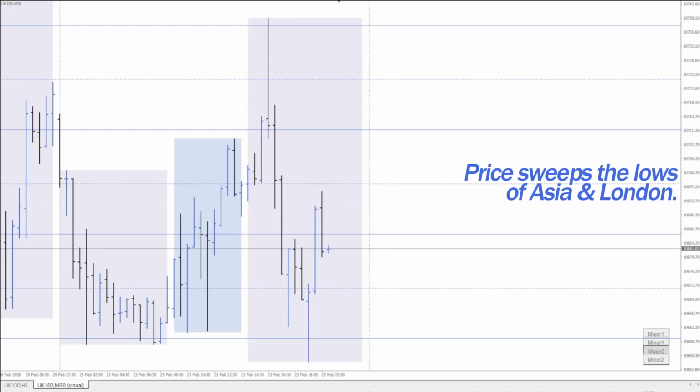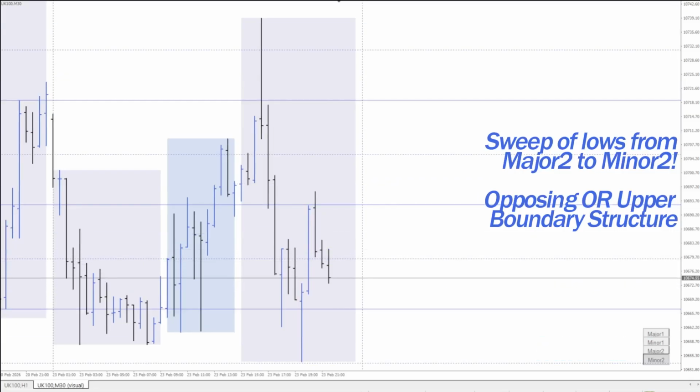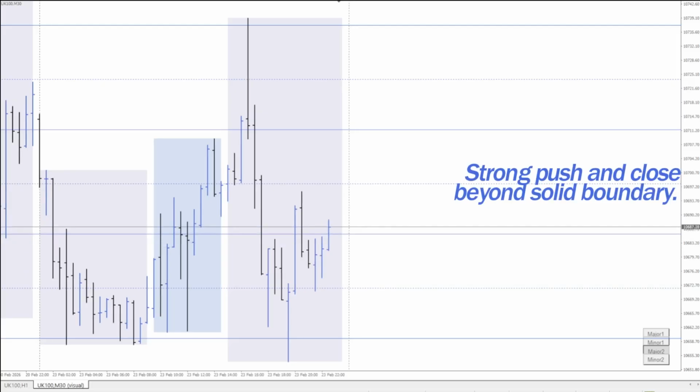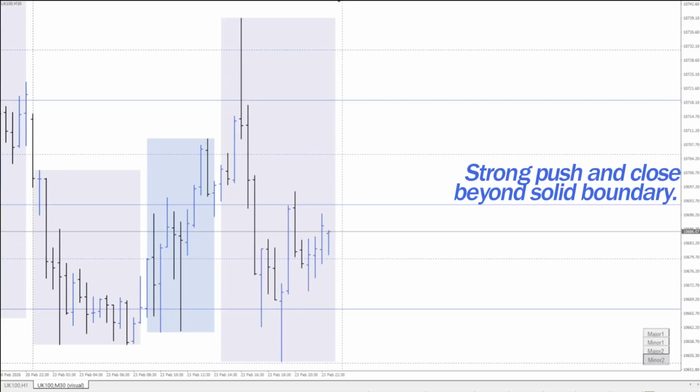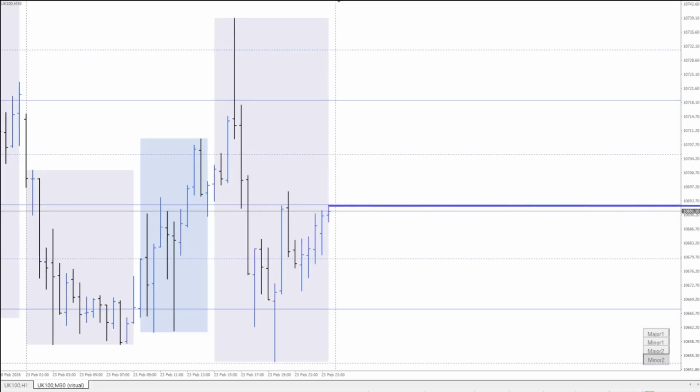A close beyond the solid level of major 2 indicates an authority shift to the upside. Compression at resistance into structure follows, and Monday ends the way it began, contained between predefined boundaries.